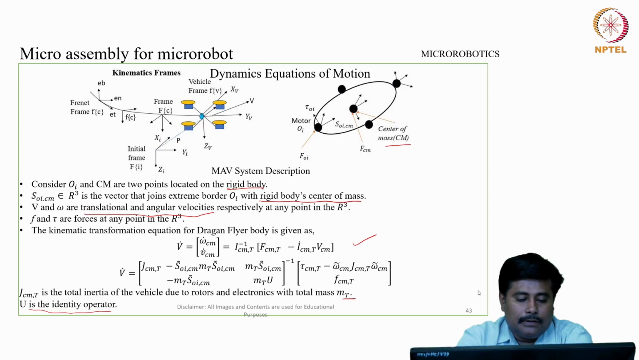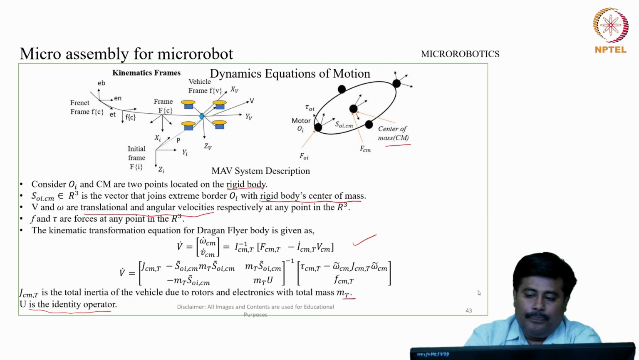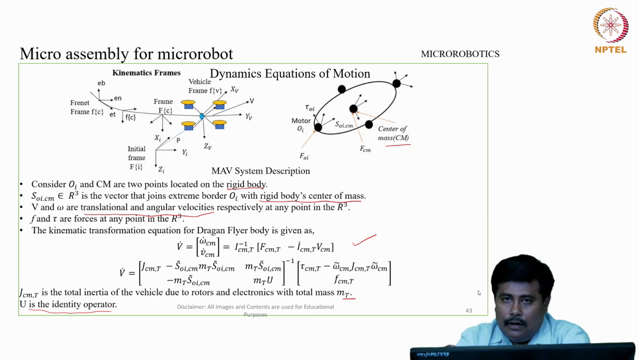So considering these dynamic equations, let us consider this as a plane, and the movement of the fly is from the center of mass, which is along the plane. Ideally, in this case, we consider an initial frame, a final frame, and a vehicle frame. There are 2 points located on the rigid body dynamics: one is OI and the other is CM.